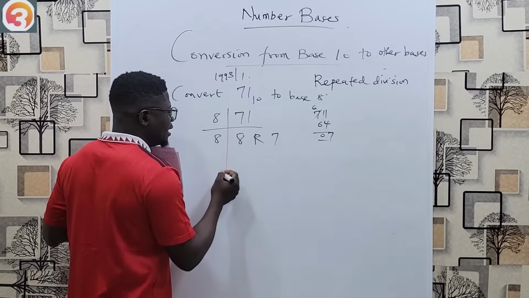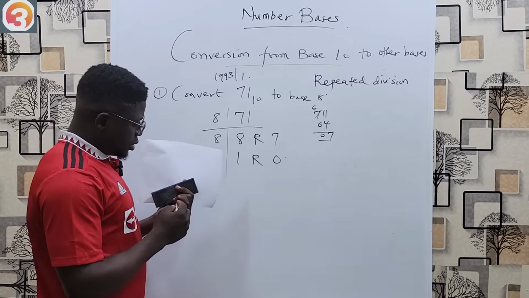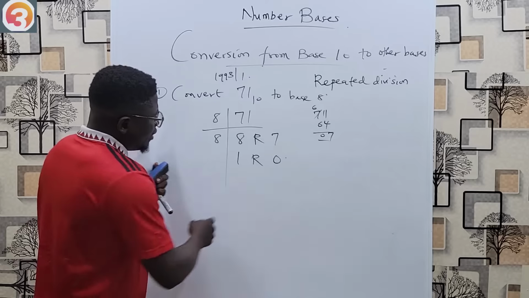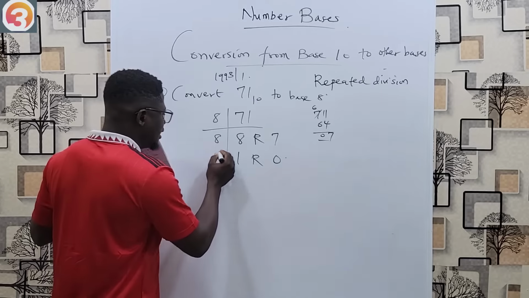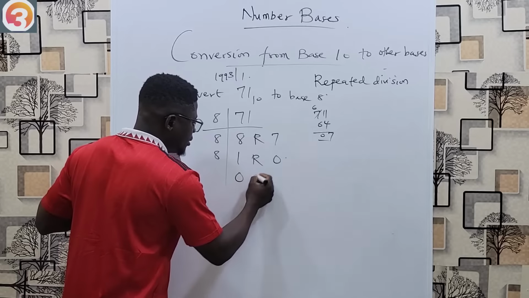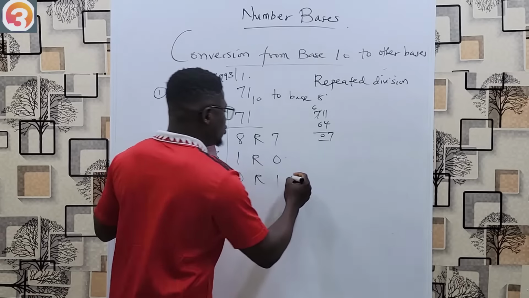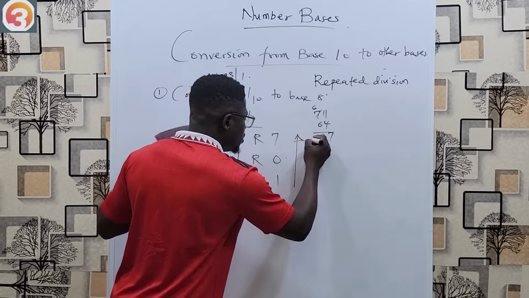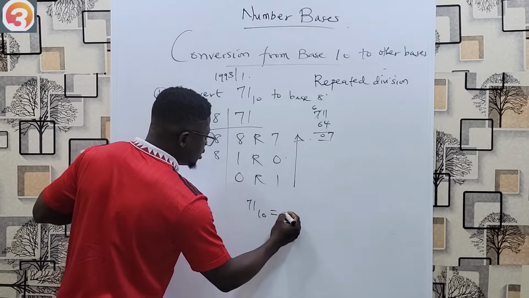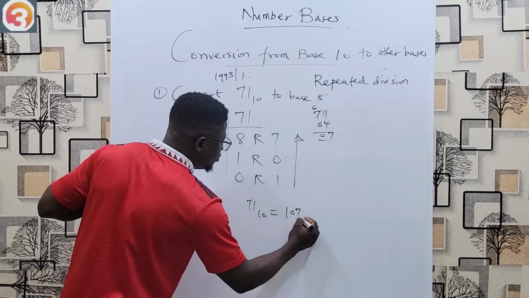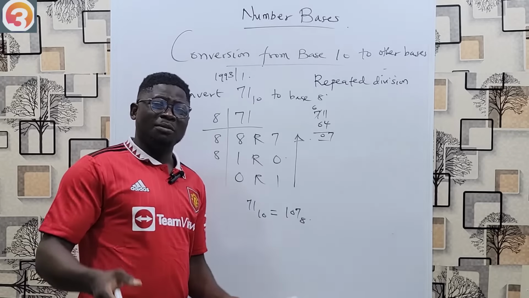Then you say 8 again. 8 into 8 is 1, remainder 0. Of course, you have not gotten to 0 yet. This side has to get to 0, so you say 8 again. 8 into 1 is 0, remainder 1. So you now take your result from bottom to top like this. So 71 base 10 is equal to 107 base 8. You see how simple it is to convert from base 10 to other bases.